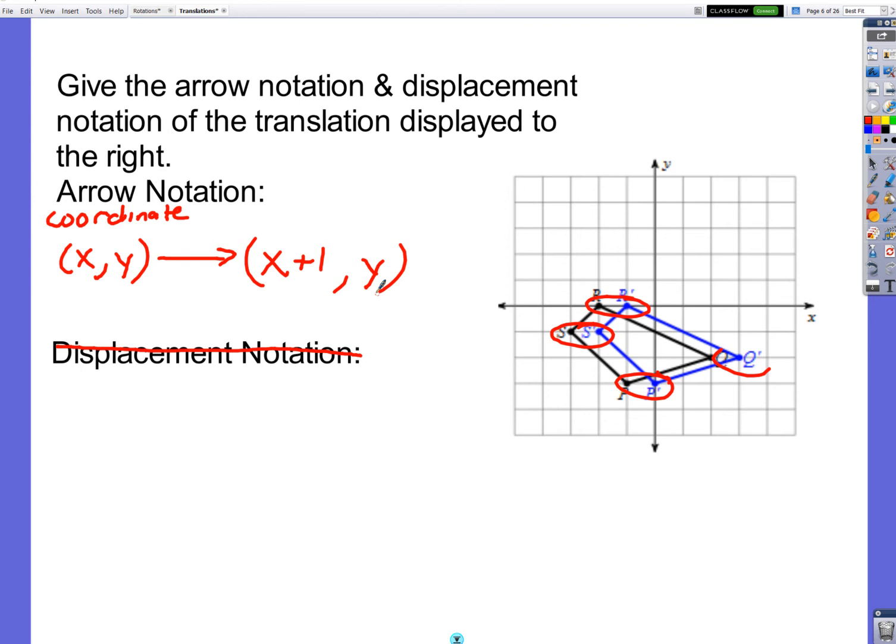In displacement notation, I was told that we should focus more on coordinate notation, but in displacement notation, you would just write in parentheses each point and then say, okay, S, if you went 1 to the right and then 0 up, it would just be like 1, 0. You'd have to do it for each point. But we won't worry about that.